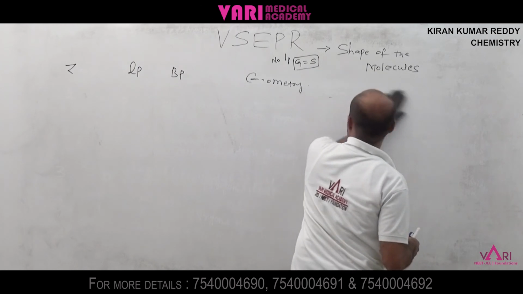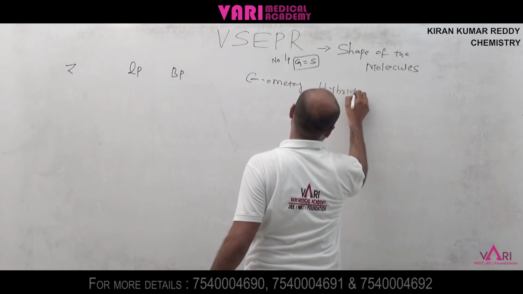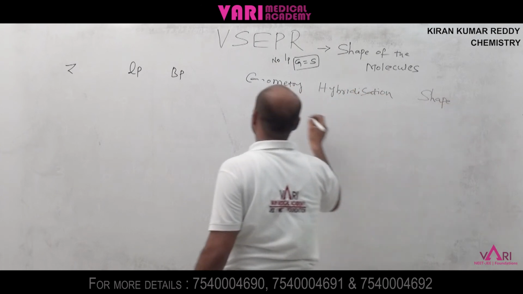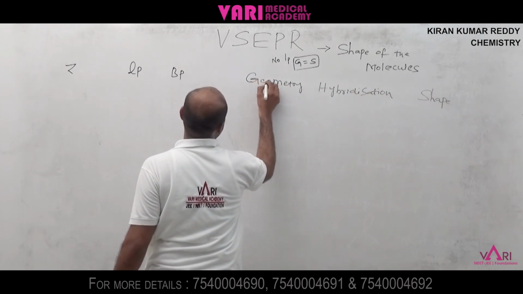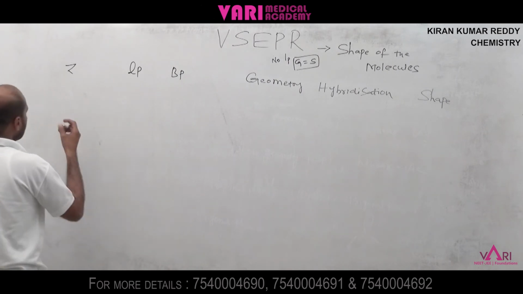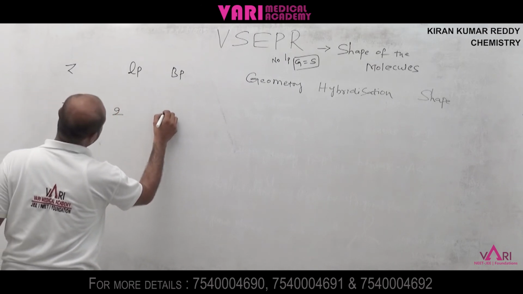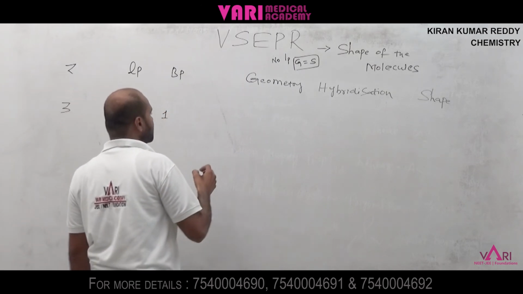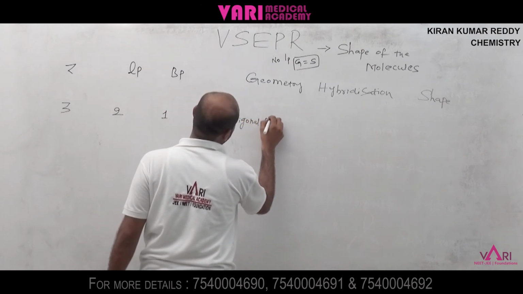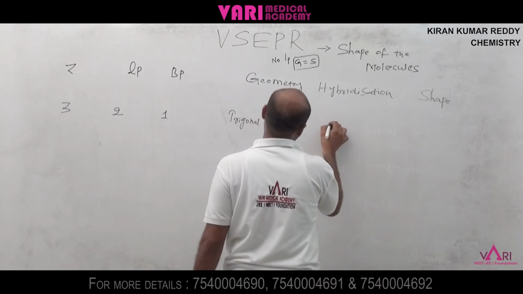Next one is, if same Z is equal to 3, here I am writing the shape of the molecule, and here is hybridization. Geometry is responsible for hybridization. Okay, now Z is equal to 3. Two lone pairs are present, one bond pair is present. Now what is the geometry? Already you know, trigonal planar geometry. Hybridization is sp2 hybridization.